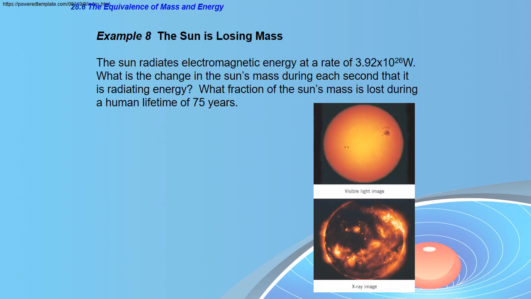One last thing is a little bit into the general theory of relativity. Let's talk a little bit about mass, but we're going to link this to energy. The sun radiates electromagnetic energy at a rate of 3.92 times 10 to the 26 watts. That's a lot of joules per second. What is the change in the sun's mass during each second that it radiates energy? And what about 75 years? How much of the sun's mass is lost in one human lifespan?